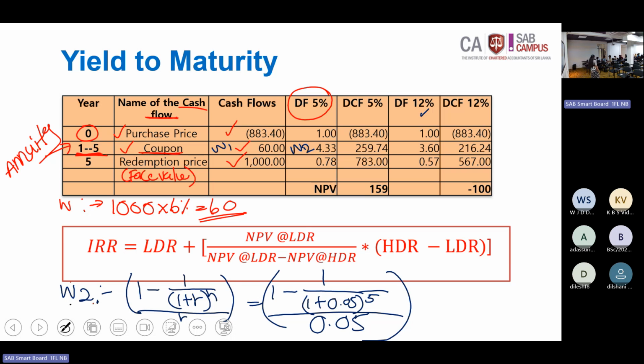What's the rate? Very good. It's 4.32. Working number 2 is 4.32. I have taken it as 4.33.